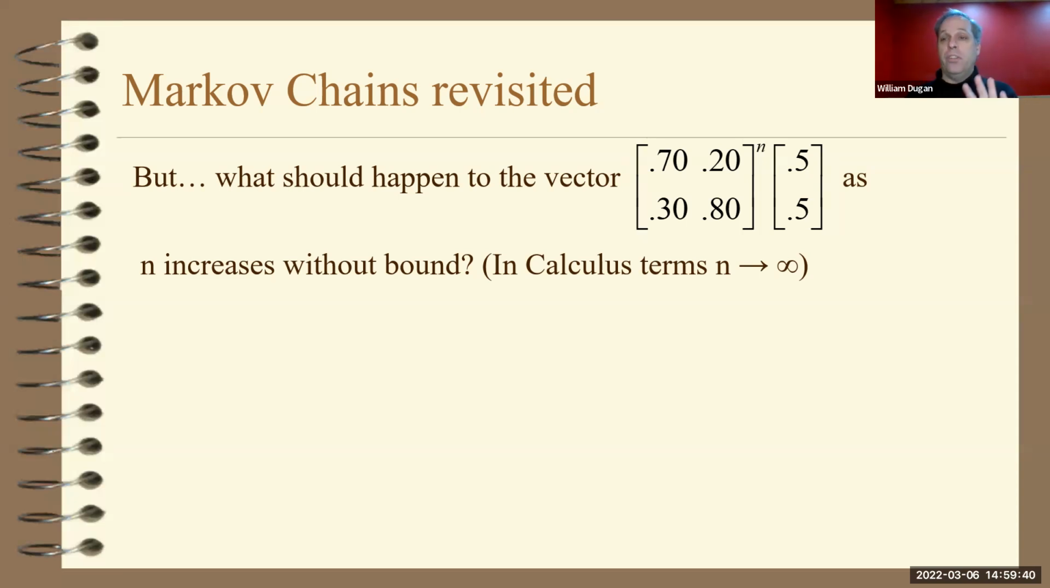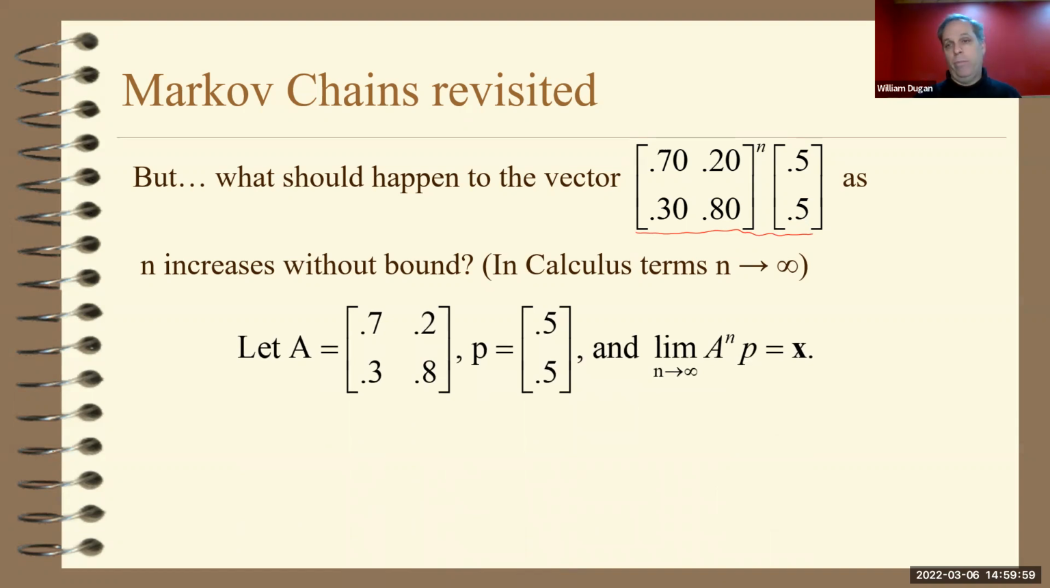I want to take the limit of this expression that you see right here, and I'll find out what happens to that product as n becomes 1, 2, 3, 4, and so on, becomes incredibly large. To do that in calculus terms, we express the idea in limits. So let's suppose that A is the matrix, P is the initial probability vector, where we're assuming both of those is 50%. And then the product of A to the nth power times this probability vector in the limit would become a vector X. I want to know what would have to be true about this vector X.